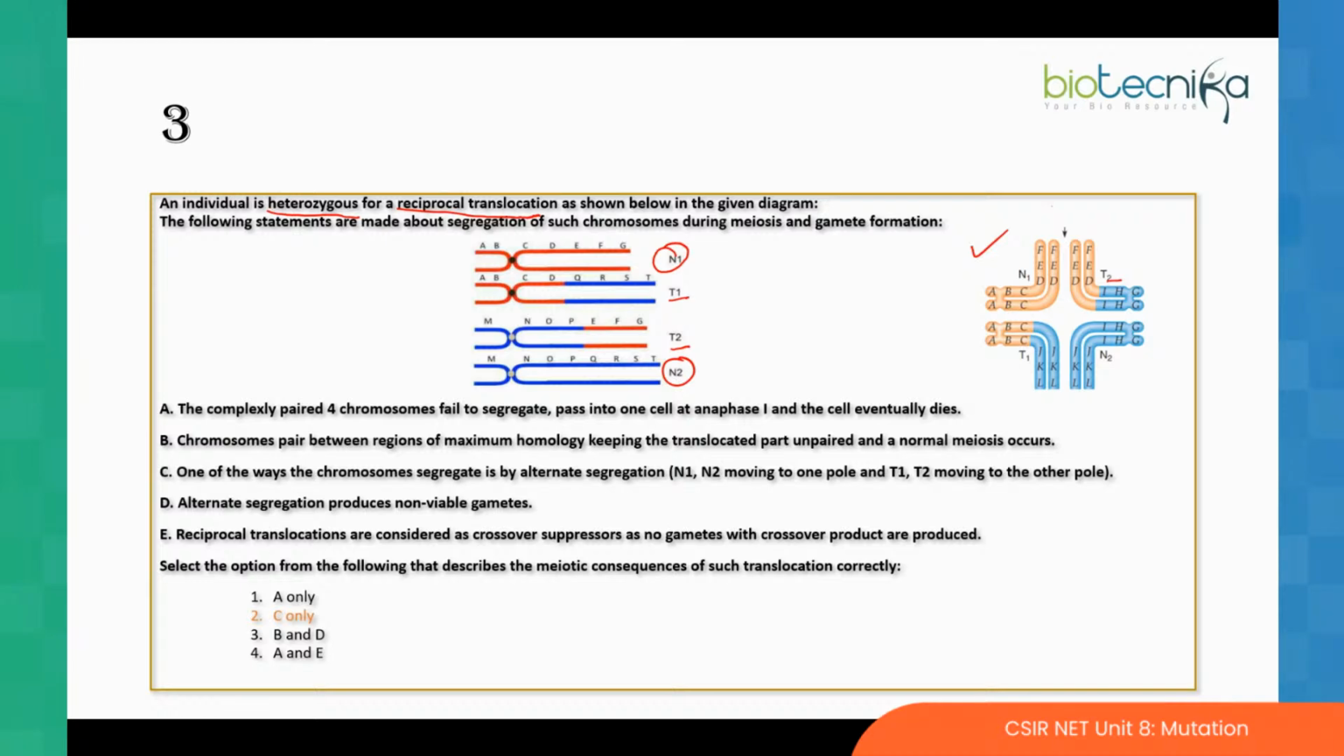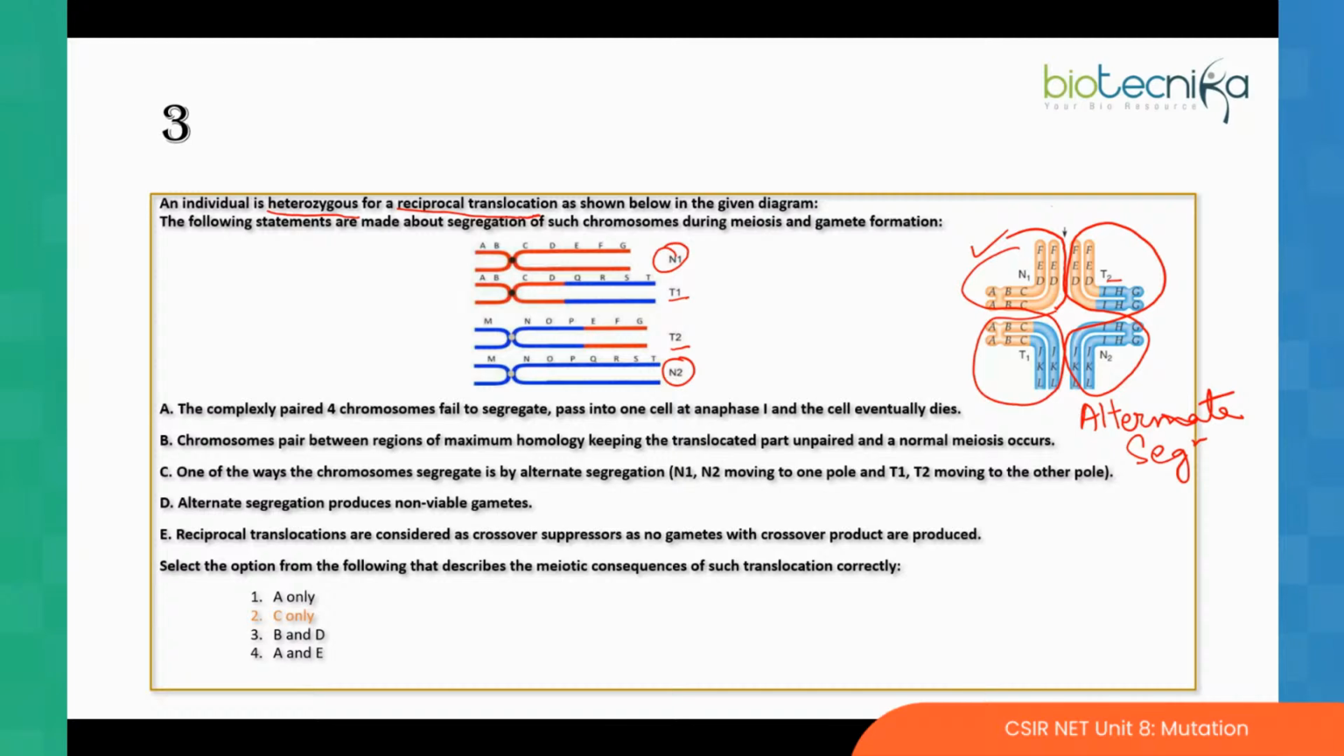But there is one way of segregation which can still result in the formation of viable gametes, and that is called alternate segregation. So what happens during alternate segregation? During alternate segregation, both the chromosomes having the translocation go together, and the chromosomes having no translocation go together. That will result in viable gametes because those gametes will have all the genes in their correct number of copies. So let's see the statements given here.